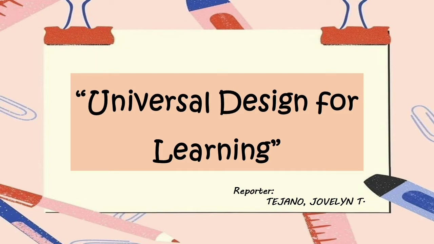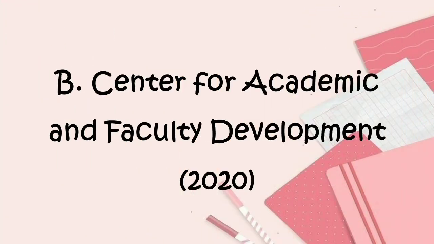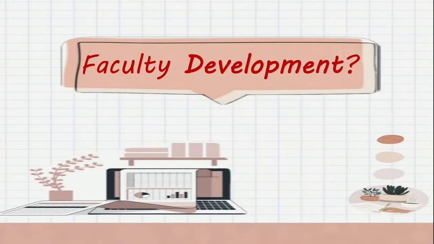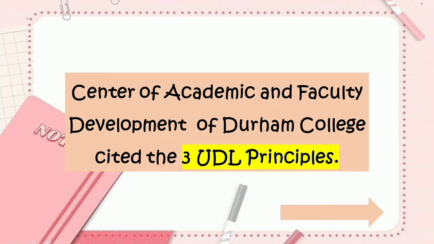Now I'm going to discuss with you the Universal Design for Learning, which is from the Center for Academic and Faculty Development, 2020. But before that, let's define first what is faculty development. Faculty development is a process of providing educational development, training and coaching to faculty members to help them improve their work performance. Now, the Center for Academic and Faculty Development of Durham College cited the 3 UDL principles. Later on, I will discuss with you the 3 UDL principles.